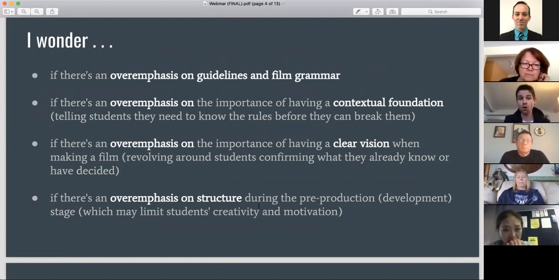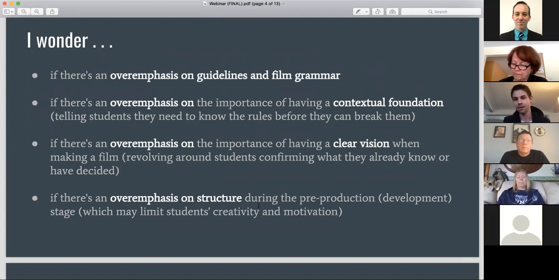Also, I wonder if there's an overemphasis on the importance of having a clear vision when making a film. That's something that I was always told as a film student. My educators were always telling me in college and in high school, you need to know what you want to say if you're directing a film. You need to have a clear vision. And I could understand that my teachers were trying to push me in the direction of thinking very critically about what I wanted to say.